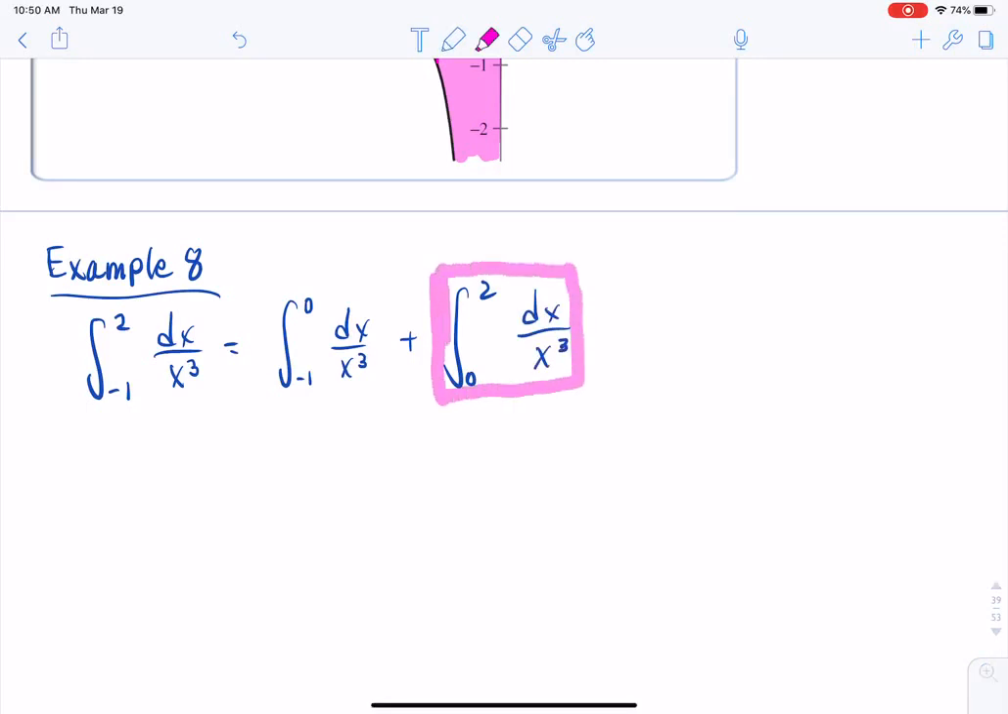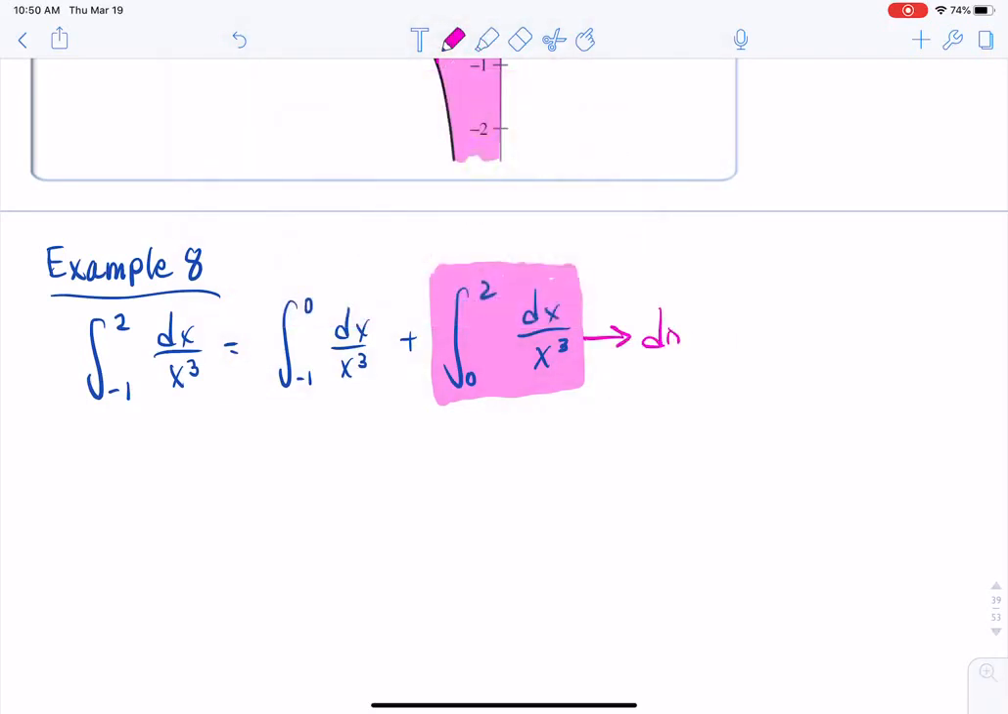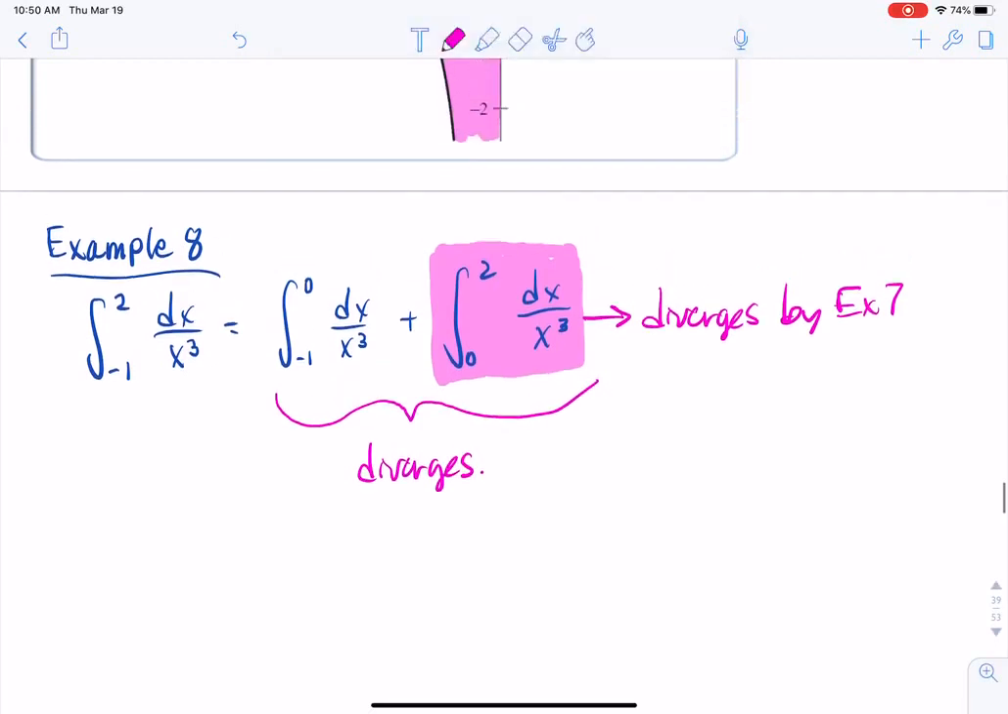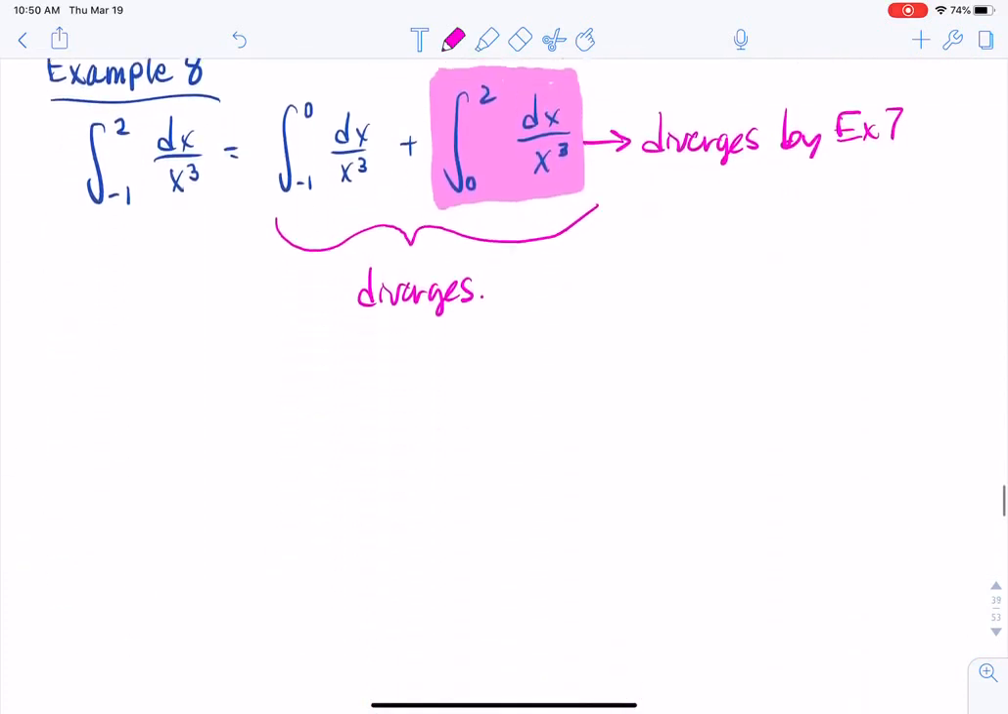And now I can pretty much conclude that I'm done here, because we've already shown that this part diverges, by example 7. Since this portion of it diverges, I'm going to say the whole entire problem diverges. And that one's finished, right? It makes sense. This part was already infinitely big, so the whole thing is still infinitely big.